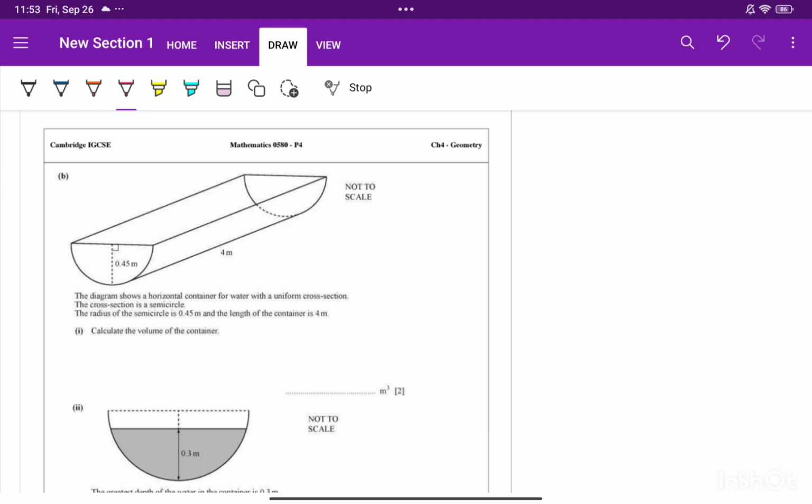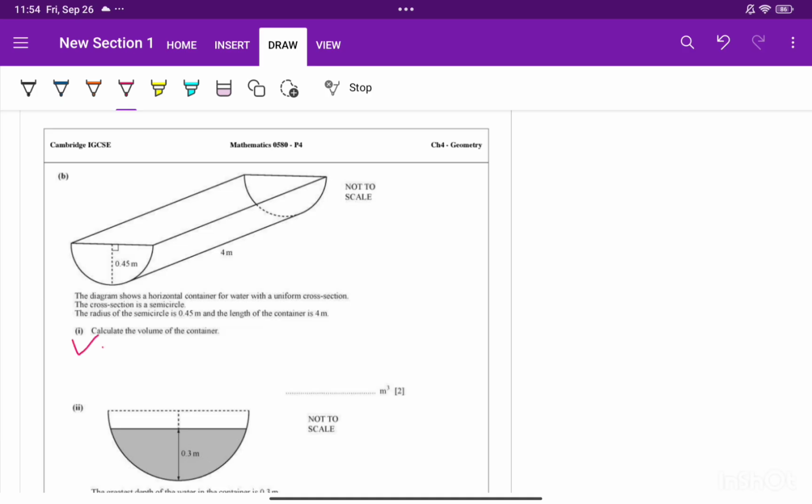Part B. The diagram shows a horizontal container for water with a uniform cross section. The cross section is a semicircle. The radius of the semicircle is 0.45. The length of the container is 4. Find the volume of the container.